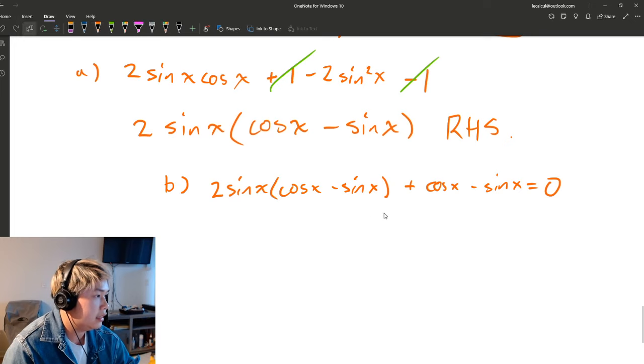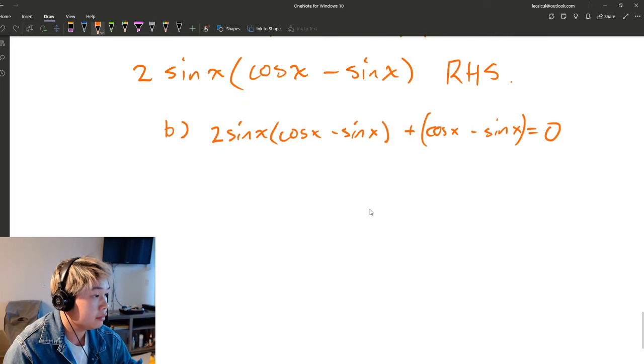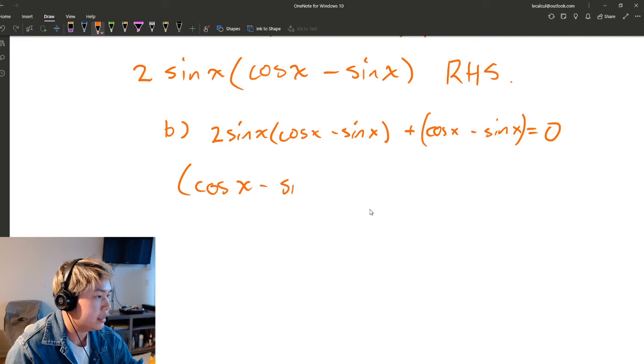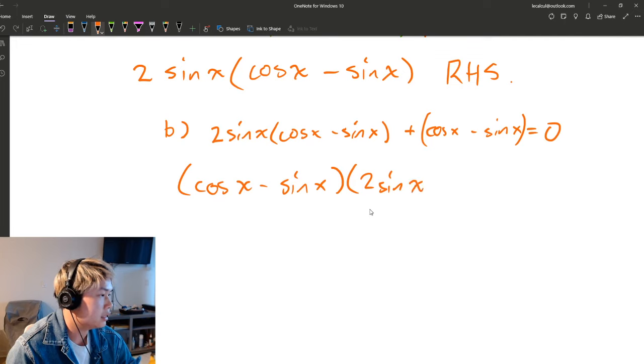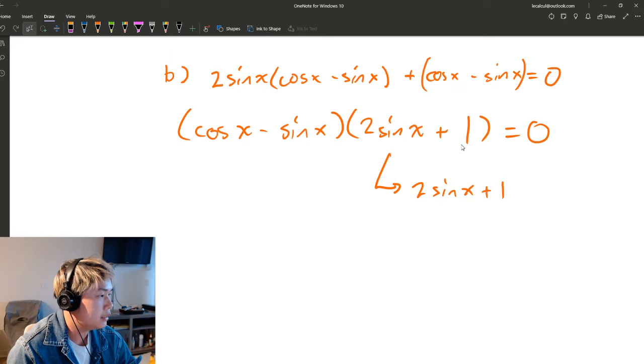So notice that we have this common cosine x minus sine x. So I can factor that out because realistically, I gotta try to factor this somehow. So cosine x minus sine x times 2 sine x, and then all of this is just gonna become 1 plus 1. And then we just solve each one of these factors for 0. So in this case, this is going to be 2 sine x plus 1 is equal to 0, which means that sine of x is going to be equal to -1/2.